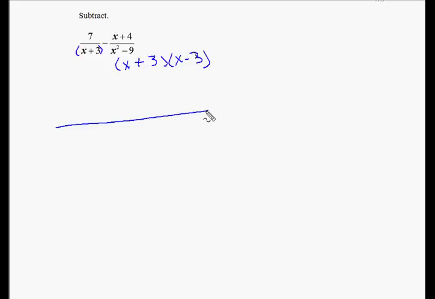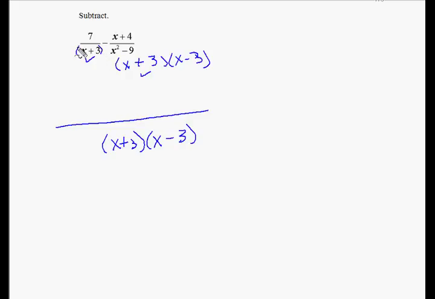So we want one common denominator, that's why I draw one line. And I first look to see what they have in common. They both have an x plus 3, so I write that down just once. And then I look to see if they have anything else left over, and this x minus 3 is what I call leftover. It wasn't common. And then I go back and fix the fraction so that they have the same denominator.